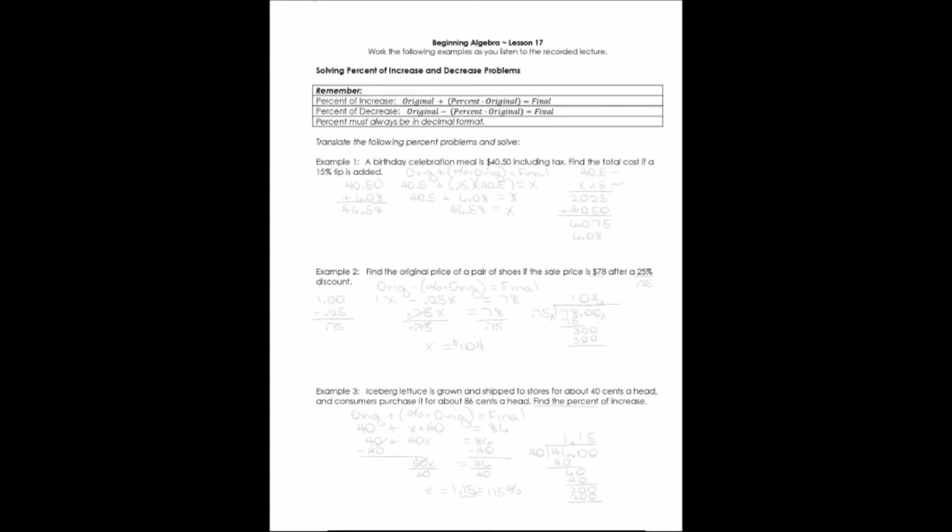Example 1 is a good one for us to start with. It says a birthday celebration meal is $40.50 including tax. Find the total cost if a 15% tip is added. Now, added means that we're going to use the percent of increase formula. So we always write the formula down so we don't mess up. We're going to say original plus, and then we say the percent times the original, just so we remember what we're doing, equals the final amount.